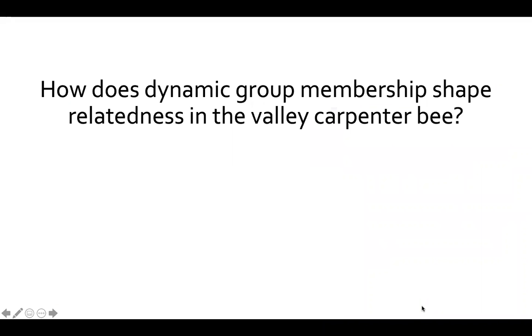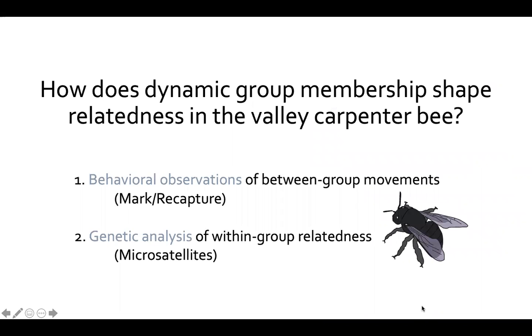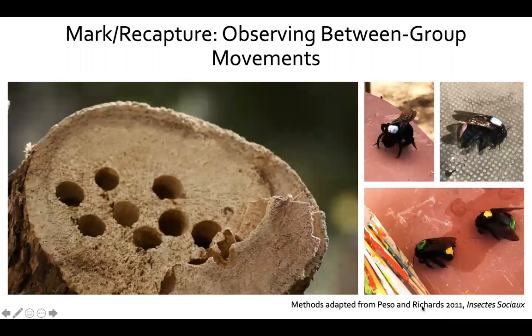So in this study, we asked how dynamic group membership arising from dispersal behavior shapes relatedness within groups of the valley carpenter bee. We addressed this question using complementary behavioral and genetics approaches. We used mark recapture techniques to observe the dispersal and nest switching behavior that may dilute within group relatedness. Then we assessed genetic relatedness itself using microsatellite analysis. So first I'll talk about the behavioral observations.